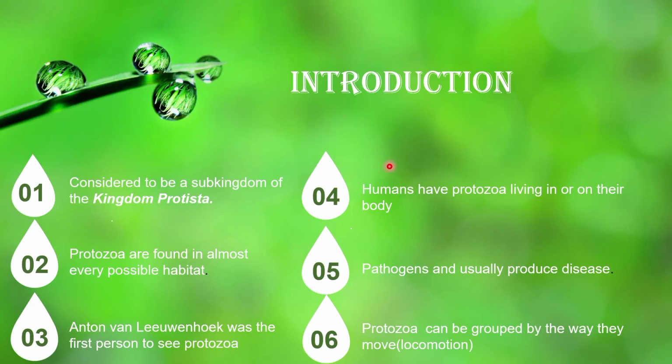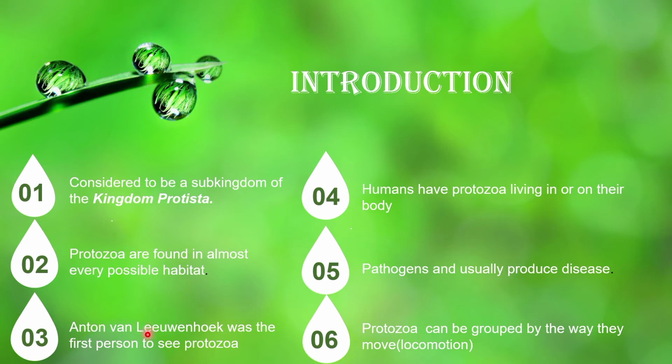So first we look at the introduction. Protozoa is considered to be a subkingdom of the kingdom Protista. It is found in almost every possible habitat. More than 50,000 species have been described, most of which are free-living organisms. They live in a wide variety of moist habitats, including freshwater, marine environments, and soil.